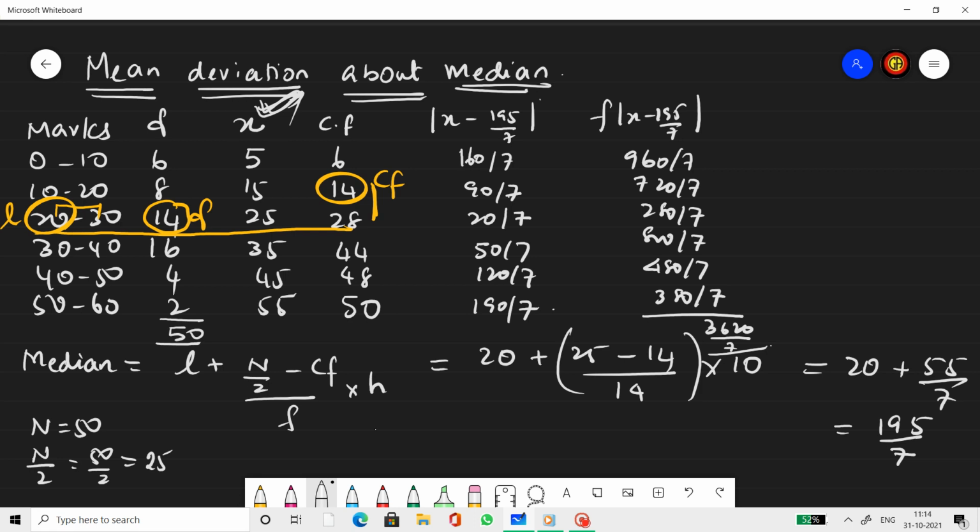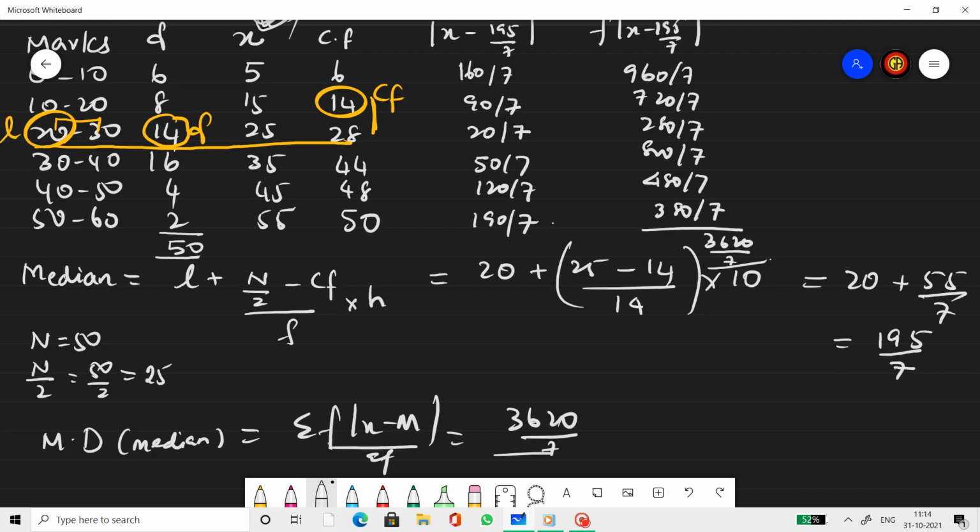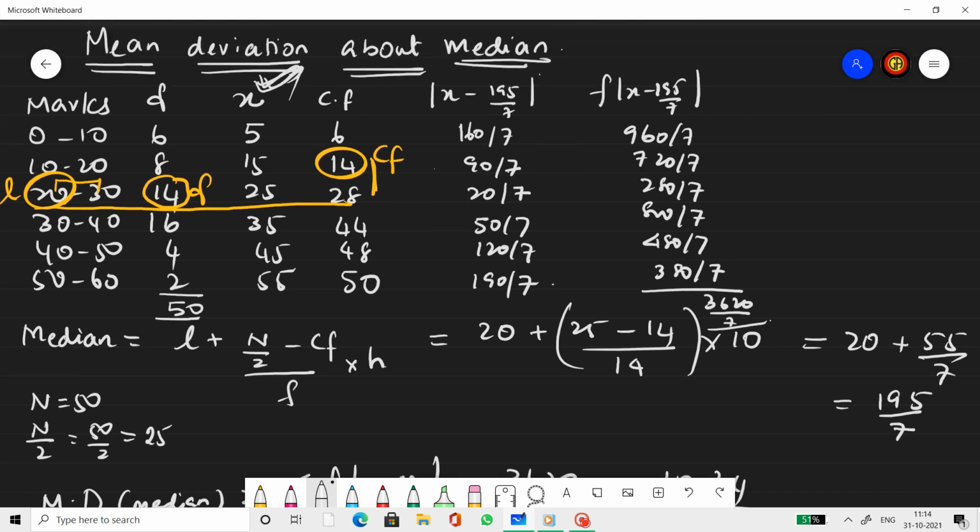Now the mean deviation about median equals sigma f into modulus of x minus m, divided by sigma f, which is 3620 by 7 whole divided by 50. So that is approximately 10.34. So this is how we find mean deviation about median. So hope you understood this one.